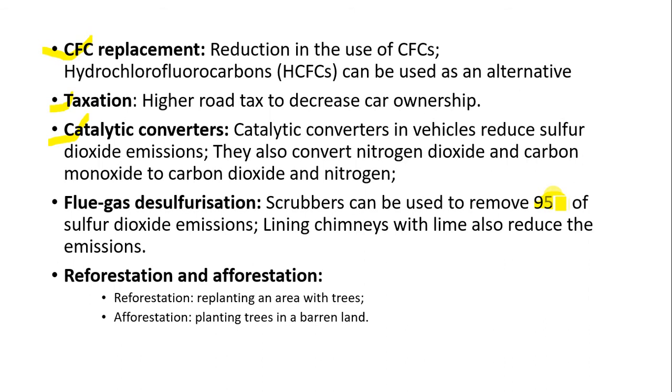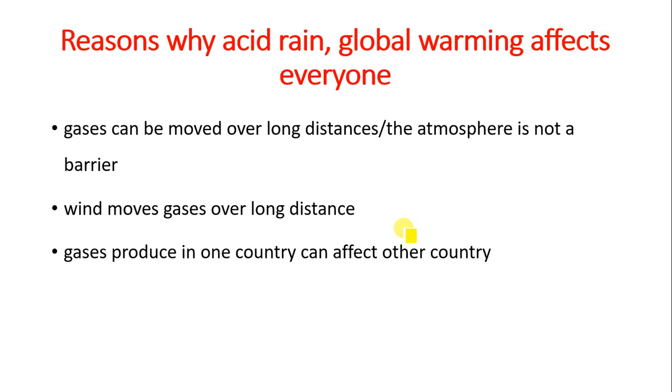Another thing that can be done is that reforestation and afforestation should be encouraged. What does it mean to encourage afforestation and reforestation? Reforestation has to do with replanting an area with trees, which will help to absorb carbon dioxide. Afforestation has to do with planting trees in barren land. All this will help to absorb carbon dioxide from the atmosphere, thereby reducing the impact of acid rain and greenhouse gases.